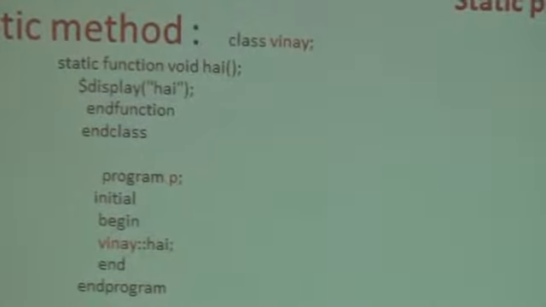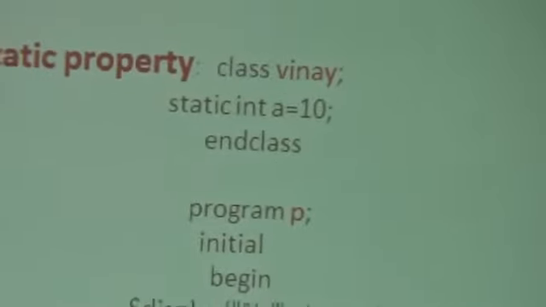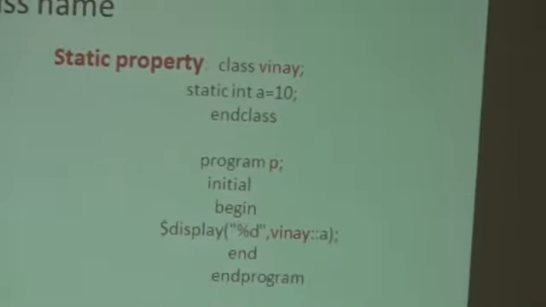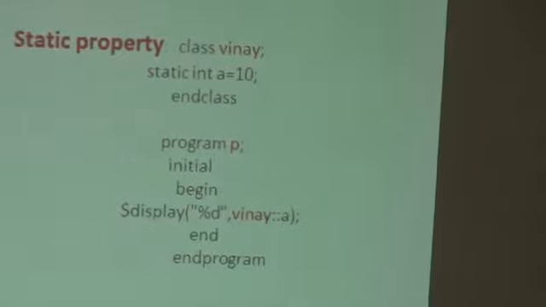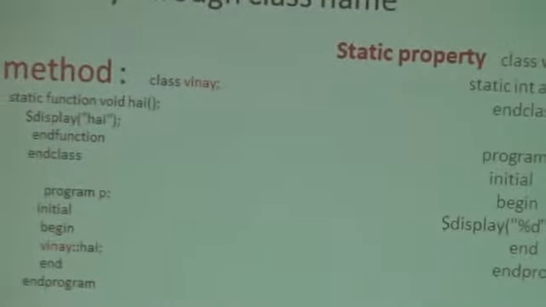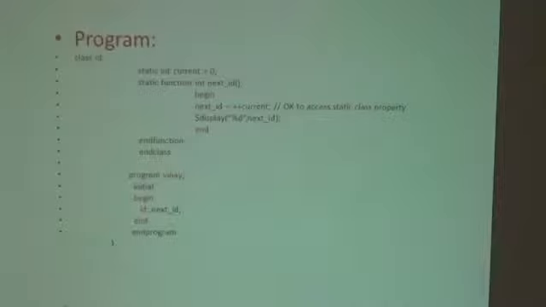Static function is accessed using the scope resolution operator, where the class name is the name of my class. Here the static property int a is accessed using the scope resolution operator. In this manner we are going to access all the methods and functions declared as static using the scope resolution operator.